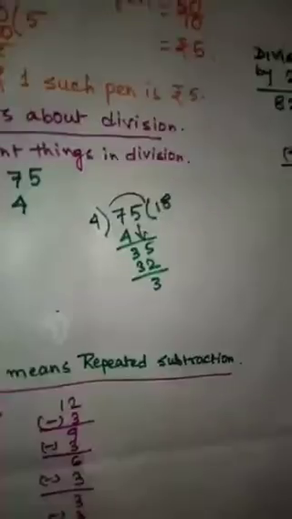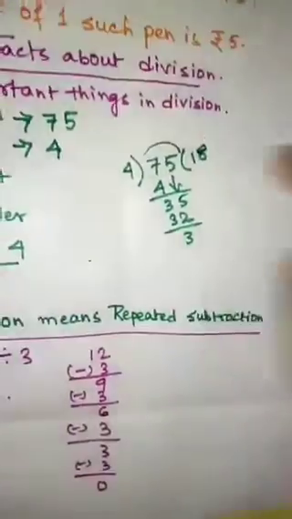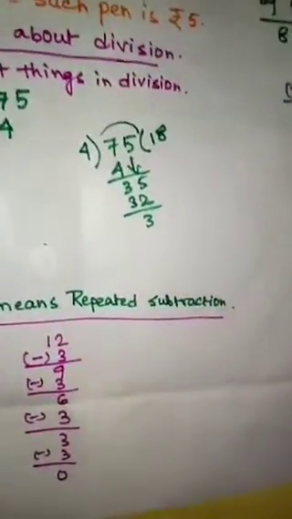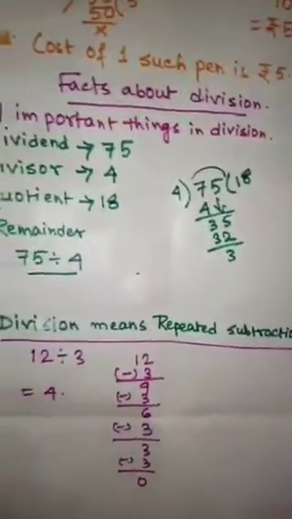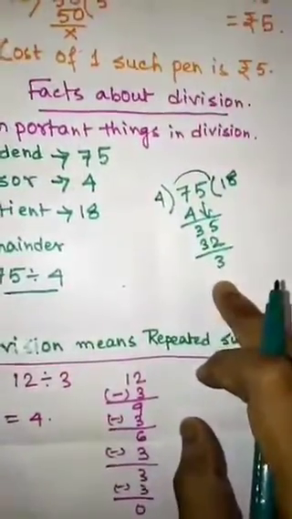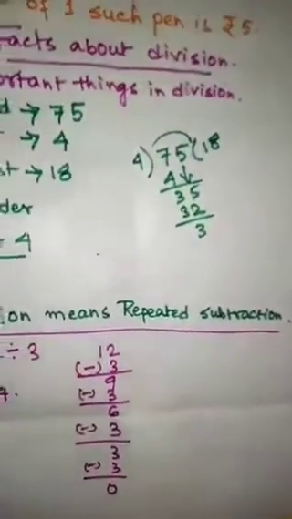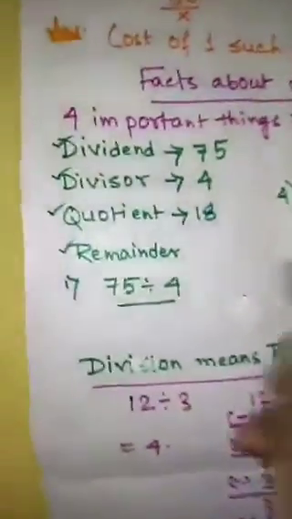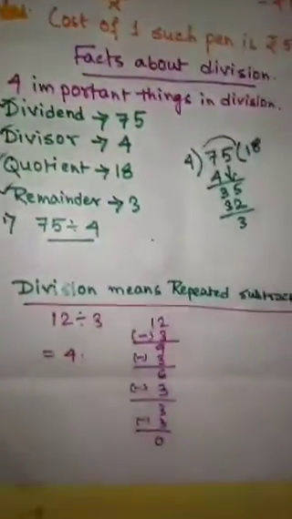The number of times that we multiplied 4 in order to get to this equation is called the quotient, 18. Equation means form. Understand this as form for now. And any value which is left over, which cannot be further divided, is called the remainder. So we get the remainder as 3.